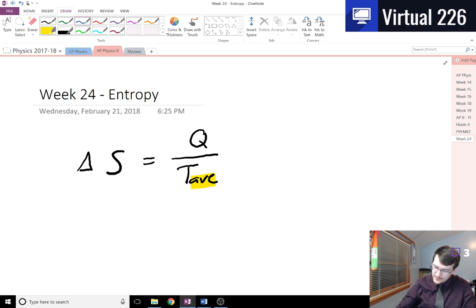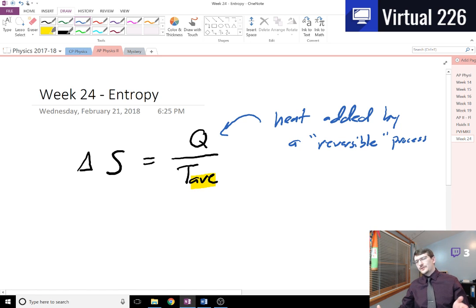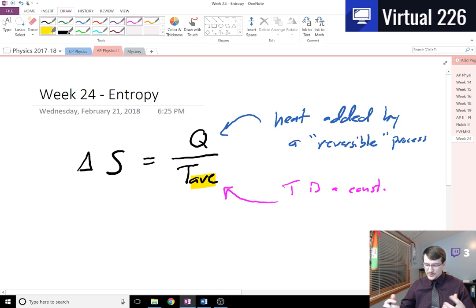A few important things to note about this equation is that this Q is the heat added by a, quote, reversible process. Okay? And by that we mean if you had a PV graph or something, you can slide on it or slide back. It's not something that's discontinuous. Typically, because this temperature is an average, T is a constant value, so to speak, within a problem. And it needs to be in Kelvin. And that's actually huge right there, that this needs to be in Kelvin.